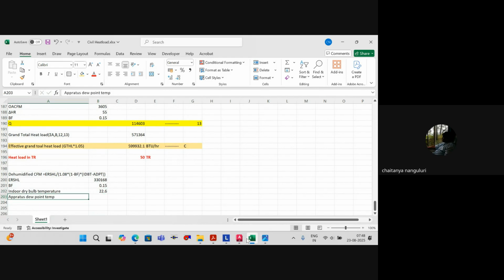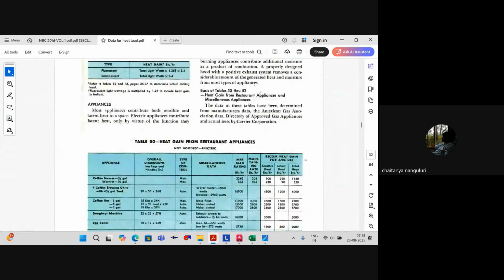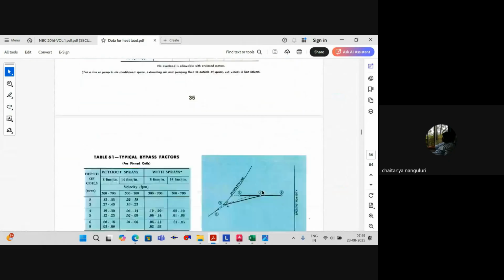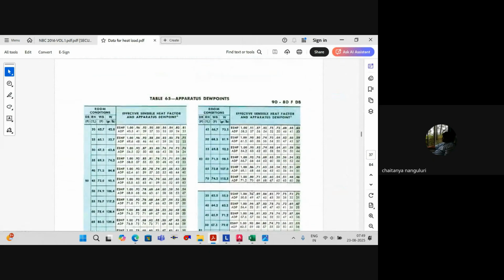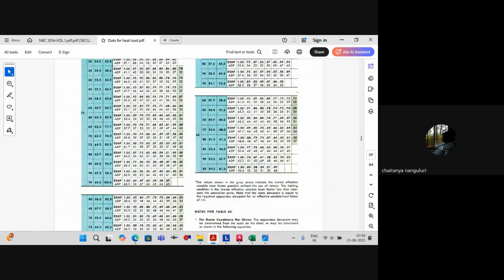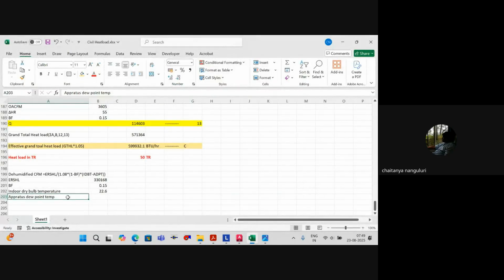Apparatus dew point temperature, you will get it from this particular page number. But that again depends on two parameters. One is indoor dry bulb temperature and room conditions, and the effective room sensible heat factor. That will give you the apparatus dew point temperature. Understood? That is from page number 37 to 39. Page number 37 to 39, you'll get it. So this will give you these values.